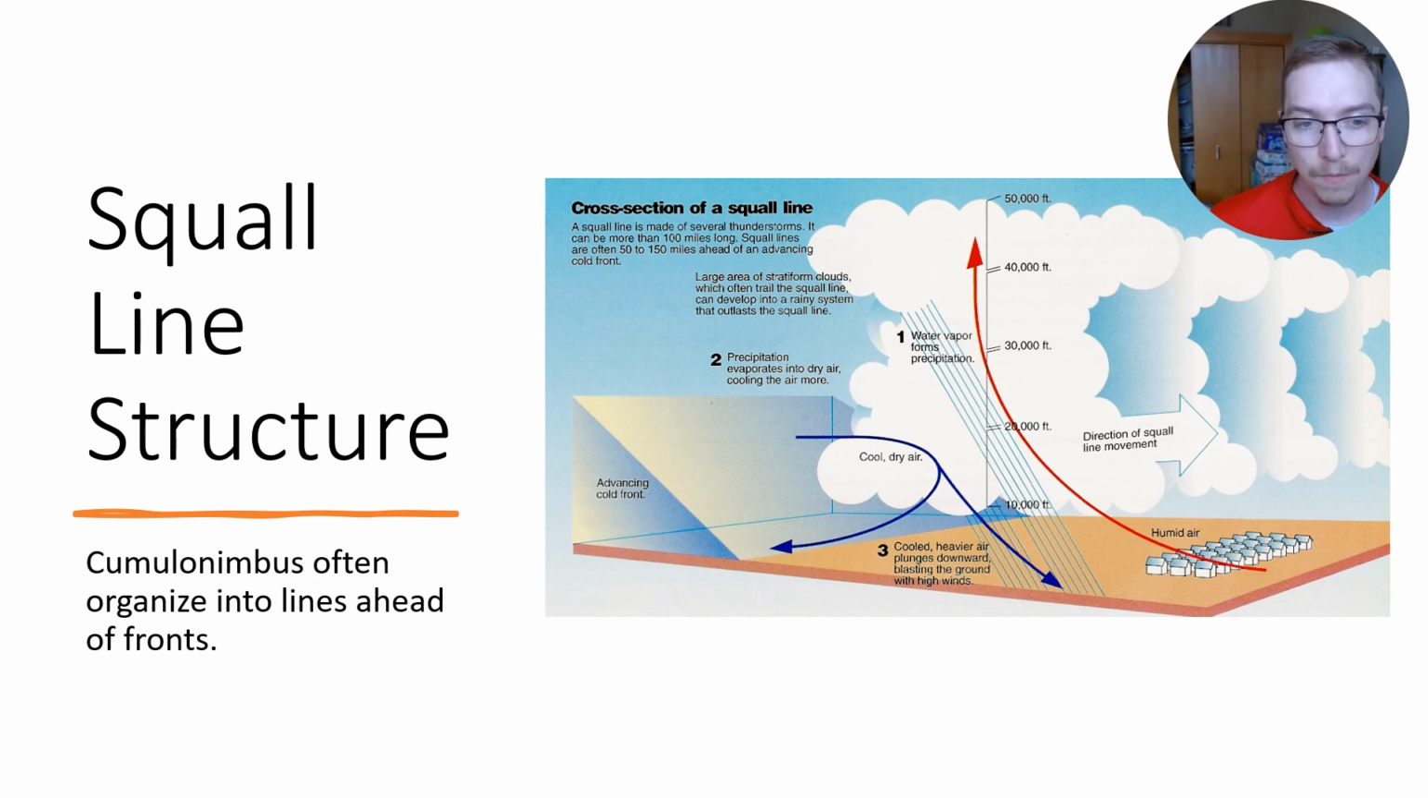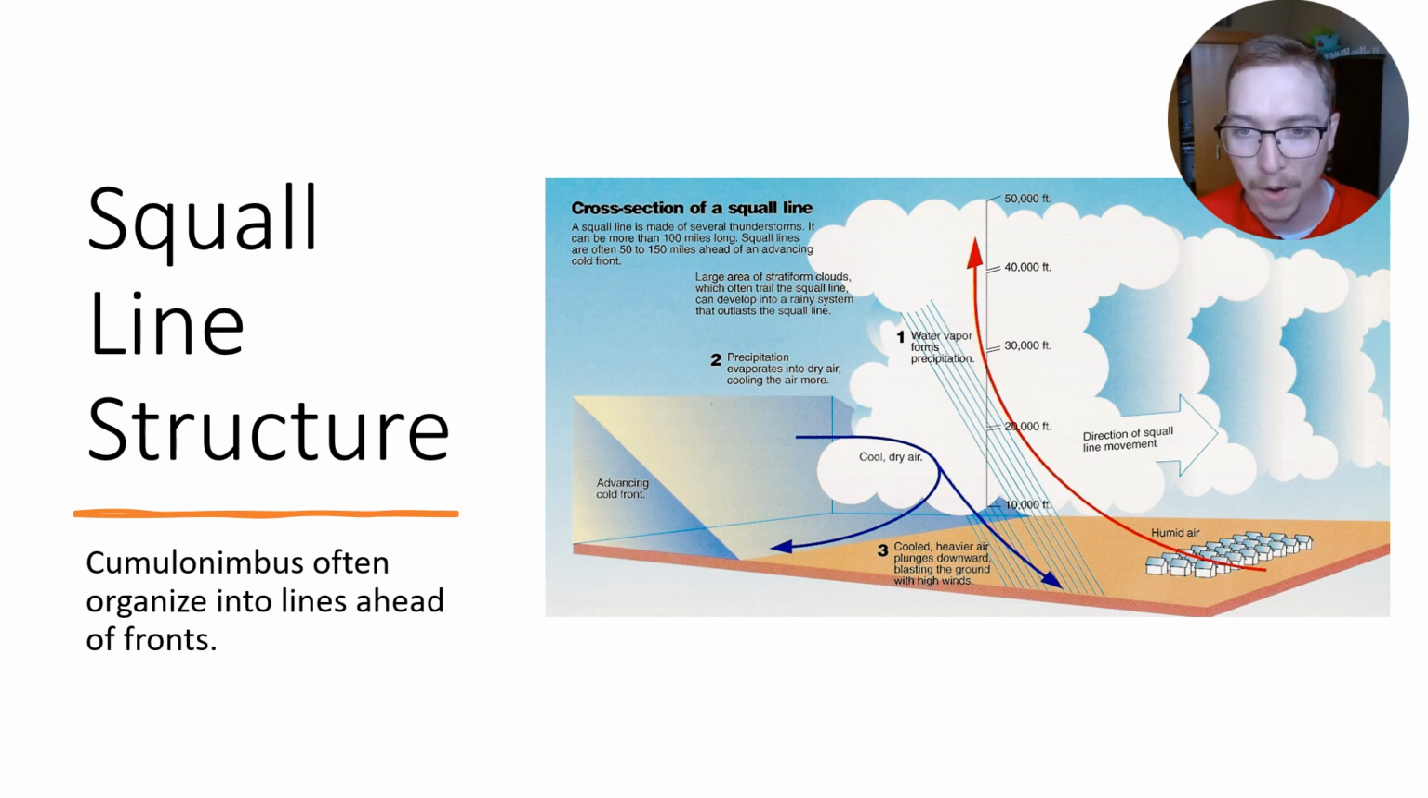They kind of organize in the leading edge of maybe a big cold front system. So we can see in this diagram here, the squall line is made of several thunderstorms, can be more than 100 miles long. They're often 50 to 150 miles ahead of an advancing cold front. So you've got this large area of stratiform or stratus clouds, which often trail the squall line, can develop into rainy systems that last longer.